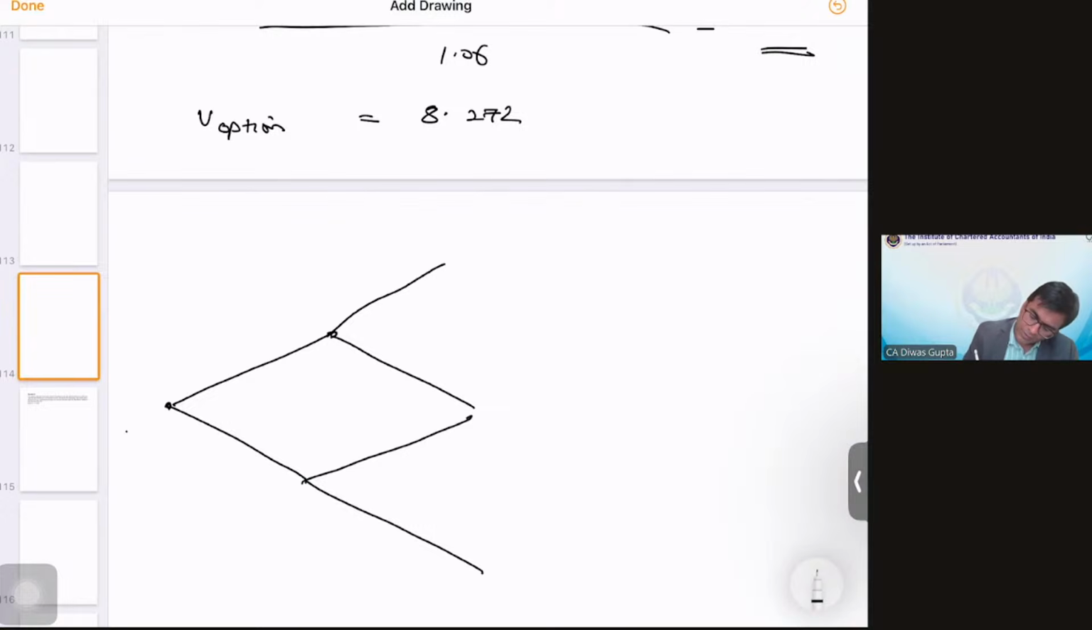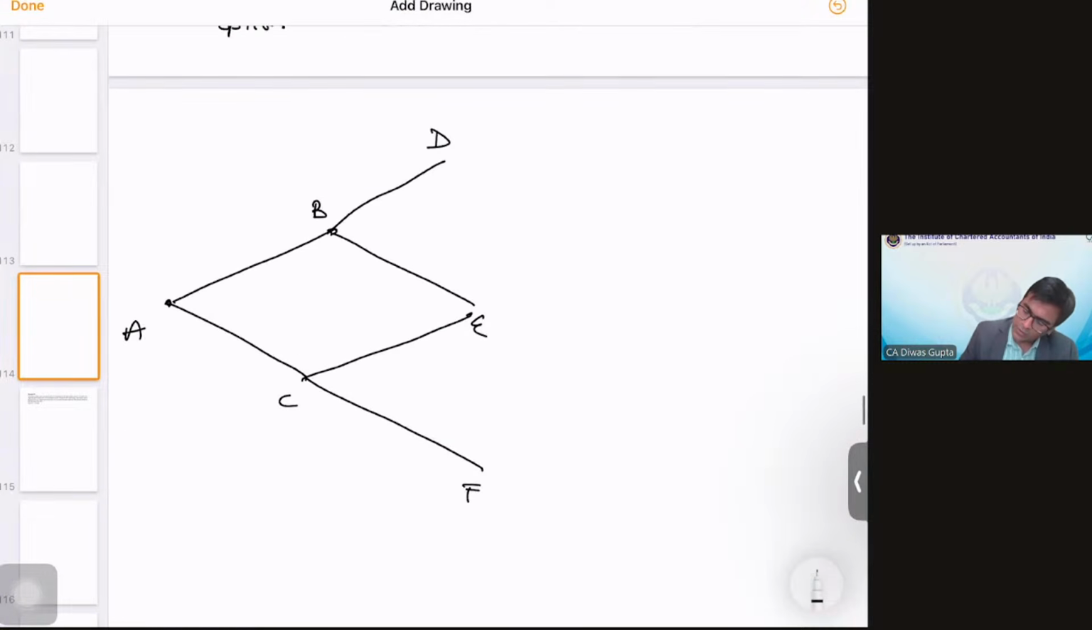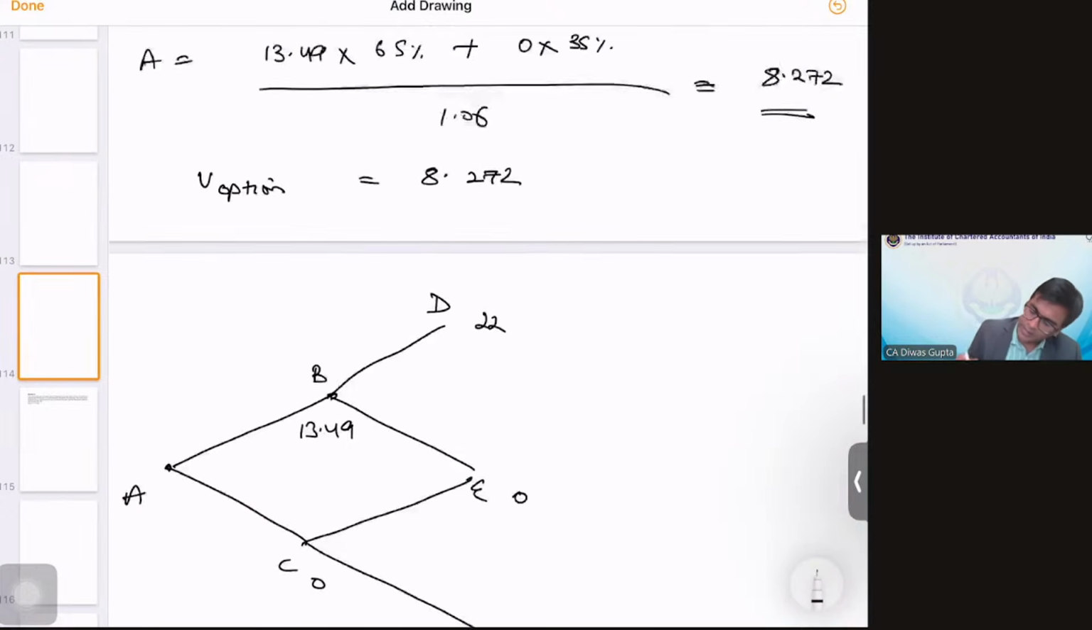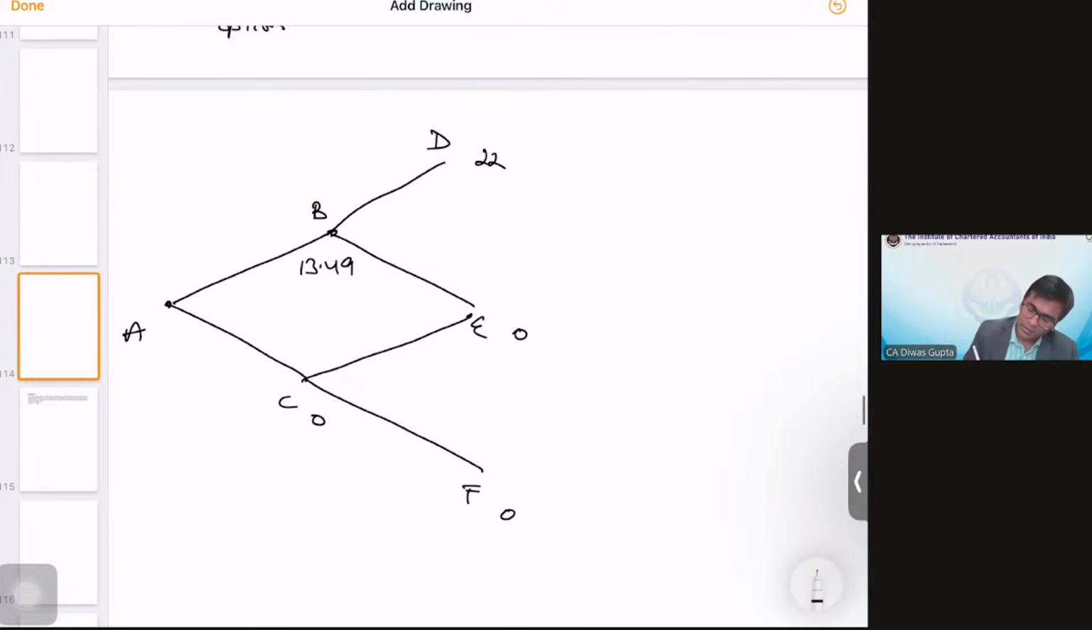so this was A node, B, C, D, E, F. These were the nodes. So the D value was how much? 22. E value was 0. F value was 0. C was also 0. B value was 13.49. And A's value was 8.27.